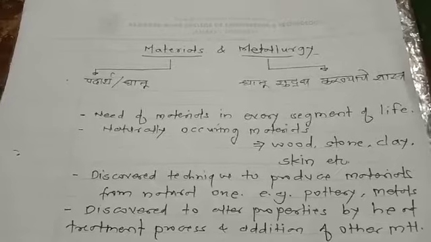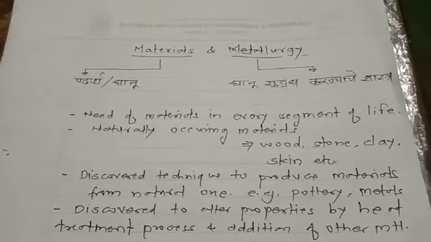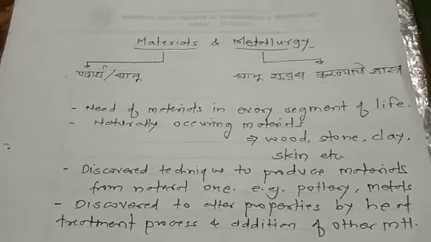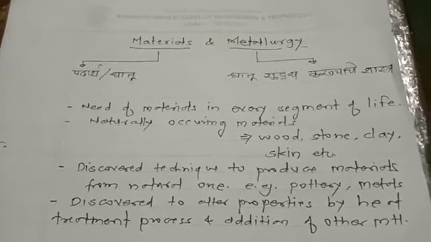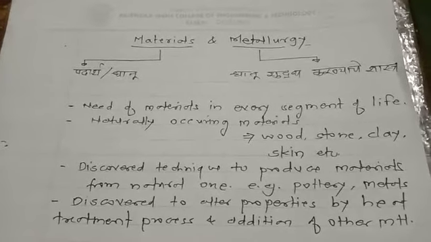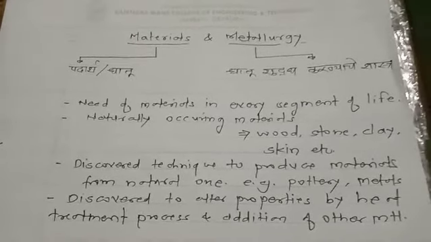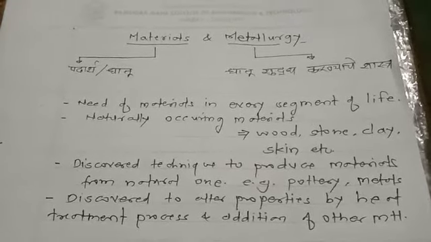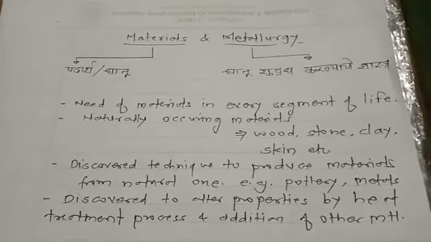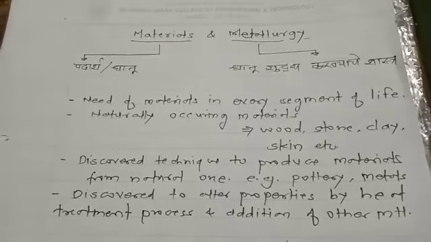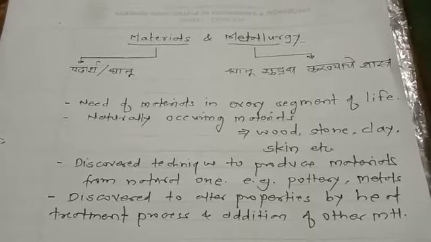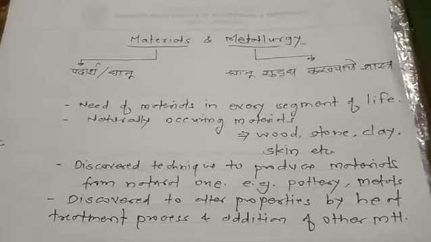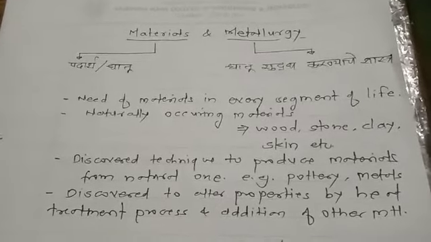We will be starting the subject materials and metallurgy. So there are two important words. One is materials and the second one is metallurgy. We know what we mean by materials, right? For any engineering applications, we are using different types of materials in day-to-day life. In Marathi it is called padartha, or it is also called a dhatu, right? And then the second is metallurgy.